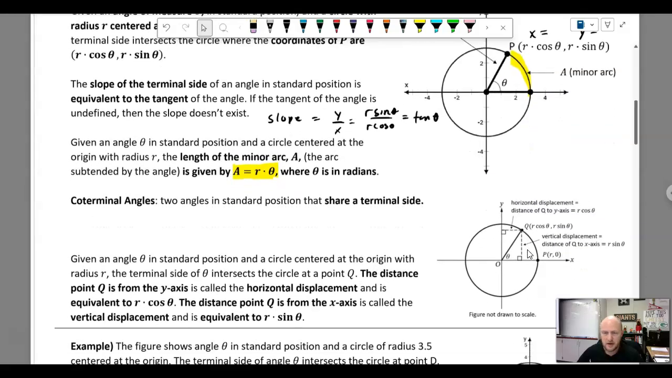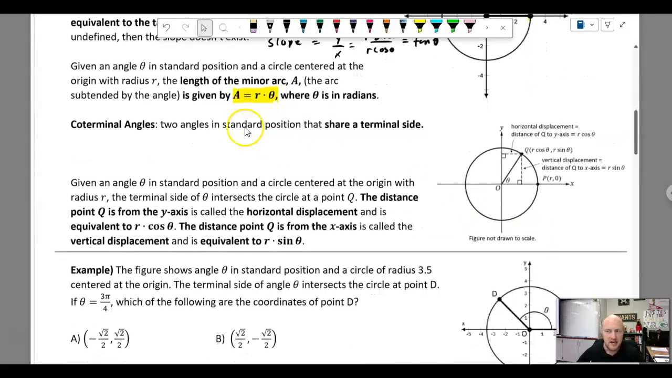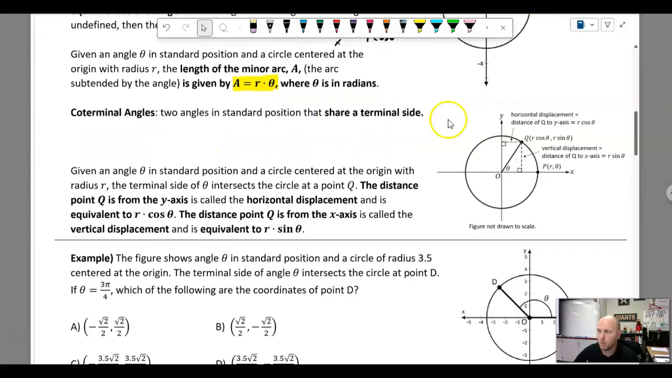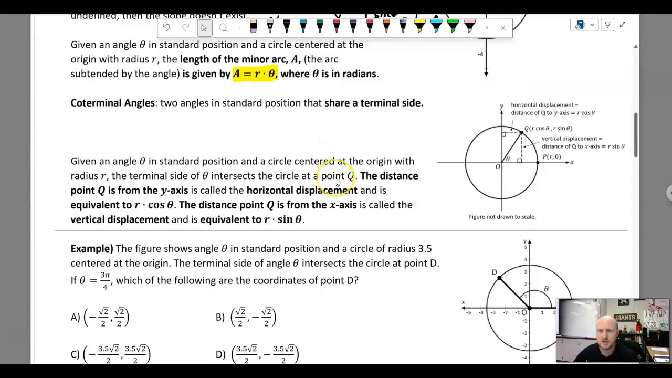Next, just a reminder, coterminal angles. If two angles end at the same spot, they share a terminal side. They're said to be coterminal. Those coordinates will be the same. And then we're going to talk about just some language that may appear on an AP Precalculus test. That's horizontal displacement and vertical displacement. And it's really, really easy if you think about it.